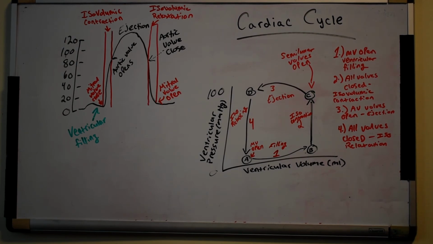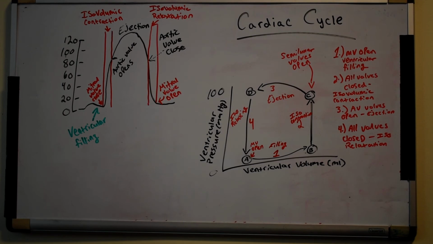And if those terms are unfamiliar, preload is the amount of blood that's returned to the heart during diastole. So once the heart is finished filling, that's your preload. And your afterload is the pressure that opposes the ejection of blood. So hopefully those make sense. But back to the loop.